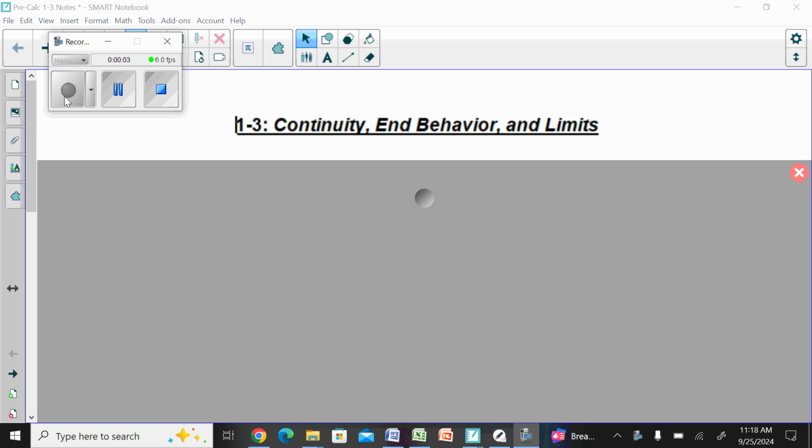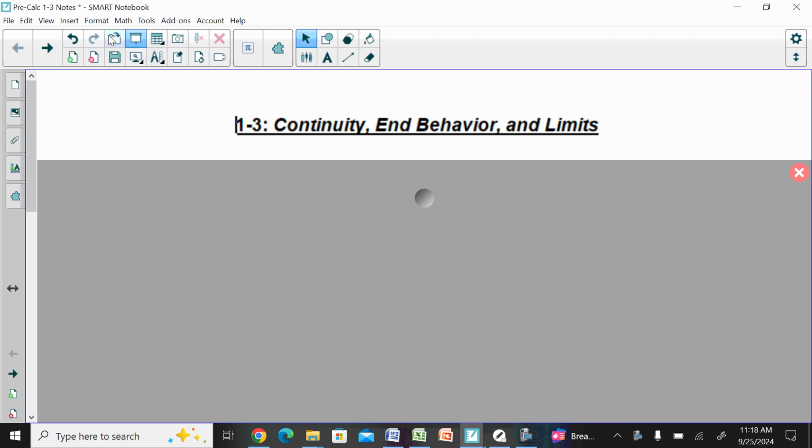Okay, pre-cal, we're on to 1-3, continuity and behavior and limits. So we did some work with this on Khan Academy the last few days, and this is the first thing that you're going to get to in calculus next year. One of the first things you talk about is limits. So we really wanted to get a hold of that. So we did some Khan Academy work.